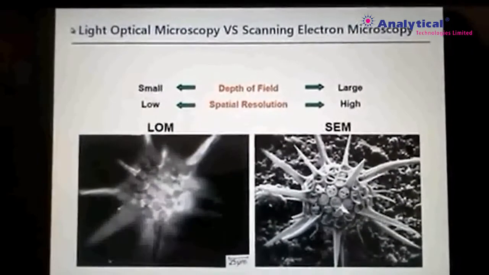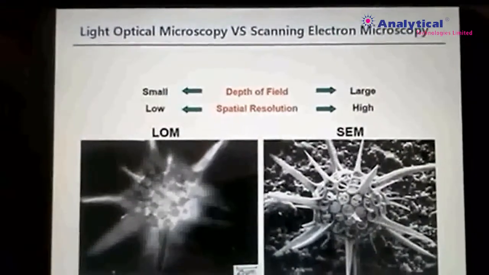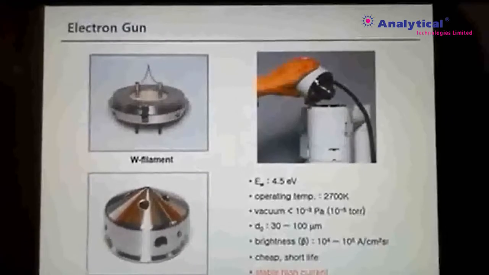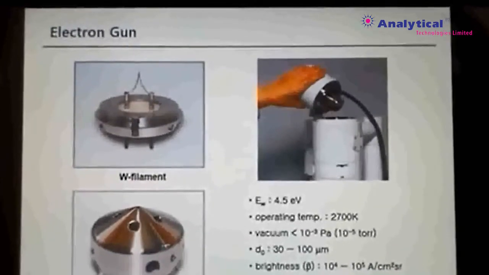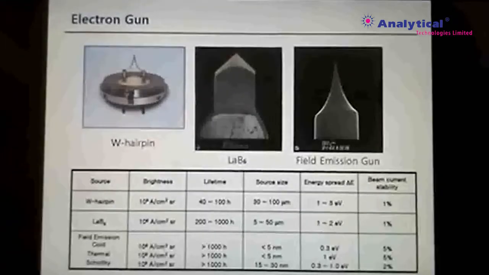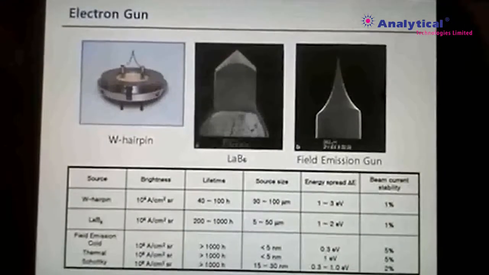Electron microscope uses electron beam to observe an object instead of using light. Electron gun used to shoot an electron beam is located at the very top of the microscope. COSM's electron microscope uses heat-emitting tungsten filament.